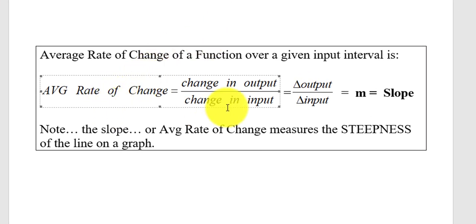And in fact, I wrote all the ways you could say slope: average rate of change, change in output over change in input, delta output over delta input, or you could write delta y over delta x. All of these things equal the slope. Okay.